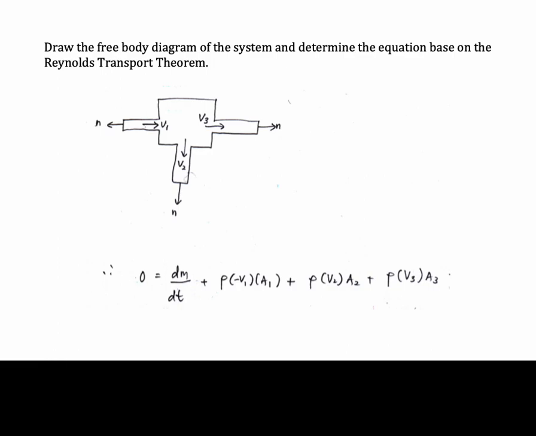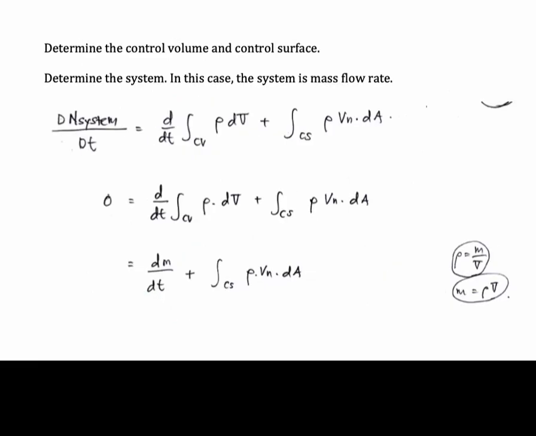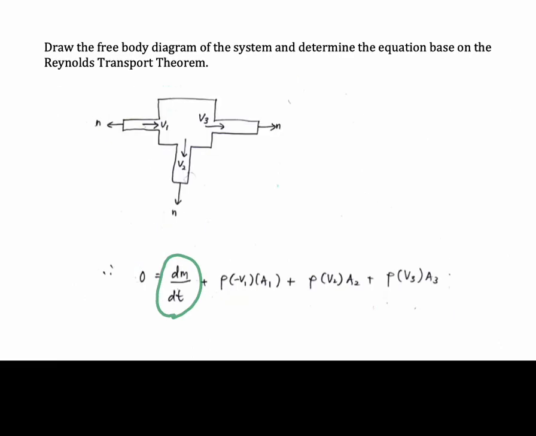So we could write 0 is equal to dm/dt, and then we add the integration over the control surface, which is equal to rho v_n dA. In this situation, to solve the second term of the Reynolds transport theorem, you need to identify where your control surface is, so where your inlet and outlet surfaces are.